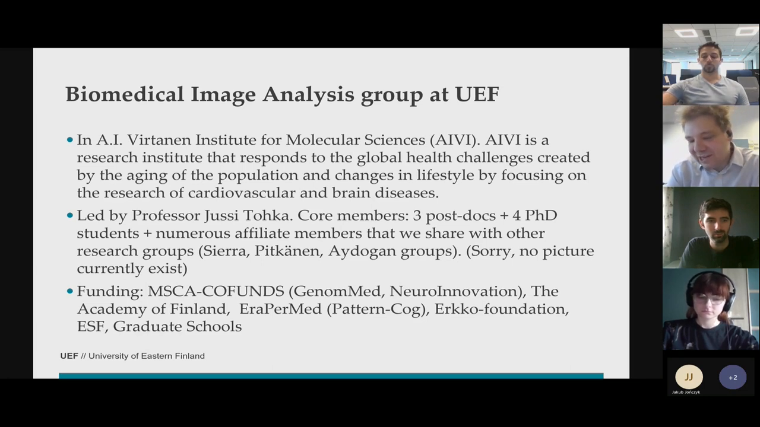So our funding comes mainly from the EU, from the Academy of Finland, various international consortia like the Eraperme consortium, Patent Koch. We have also funding from the ERCO Foundation, that is the biggest private funder in Finland, and the European Social Fund, as well as graduate schools.